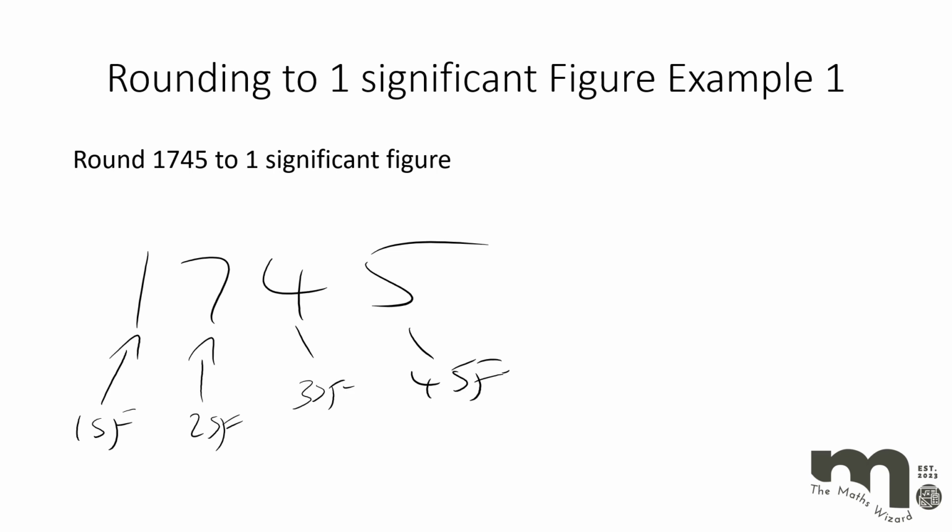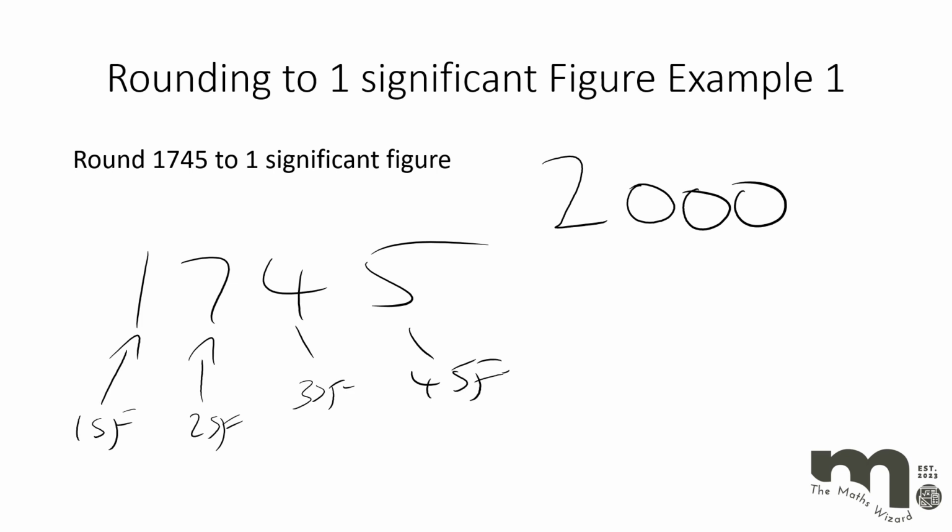Now when you're rounding to one significant figure, your first significant figure here is a 1. So you've then got to move along to your second one. Because your second significant figure in this example is 5 or greater, in this case a 7, your first significant figure will increase by 1. So it will become a 2 instead. And then all of your remaining digits become 0. So this number to one significant figure will be 2000.